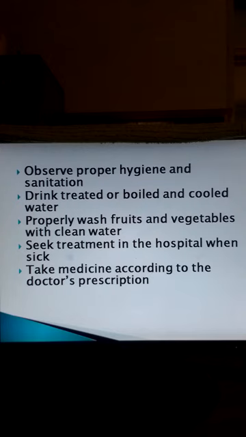We can do that by observing proper hygiene and sanitation, by drinking treated or boiled and cool water, by properly washing fruits and vegetables in clean water, by seeking treatment in the hospital when sick, by taking medicine according to the doctor's advice or prescription.